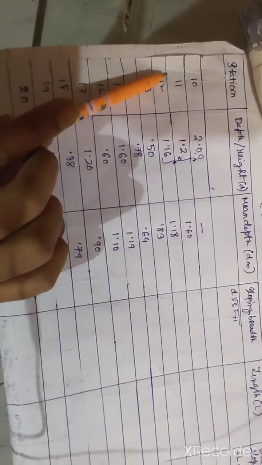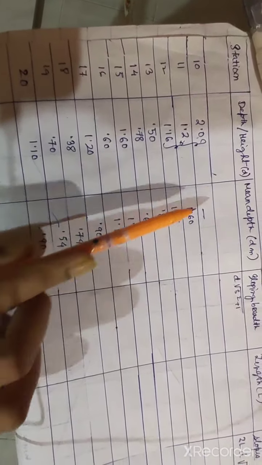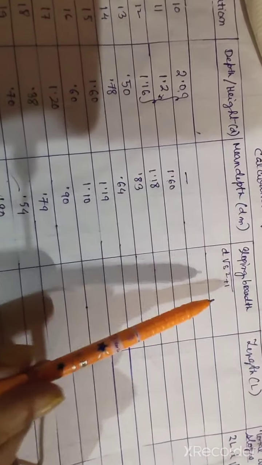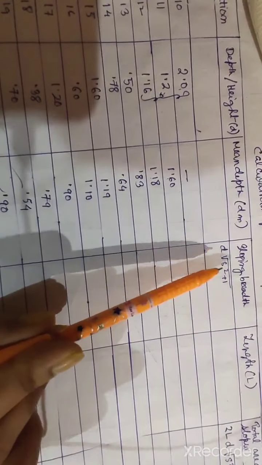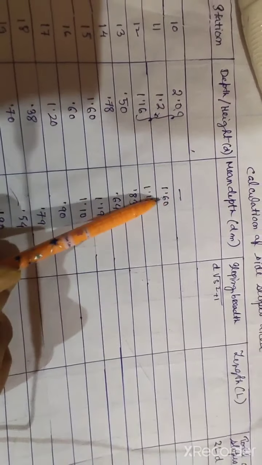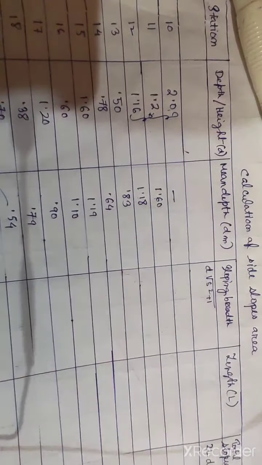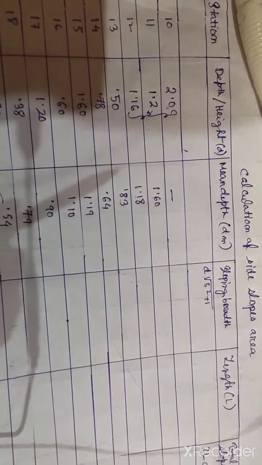So stations are given. D we have already calculated. DM we have calculated for all the stations. So sloping breadth. Just now I have told you how to calculate the sloping breadth. So D into root over S square plus 1. D we have. So as we know, we can easily find out D into root over S square plus 1.